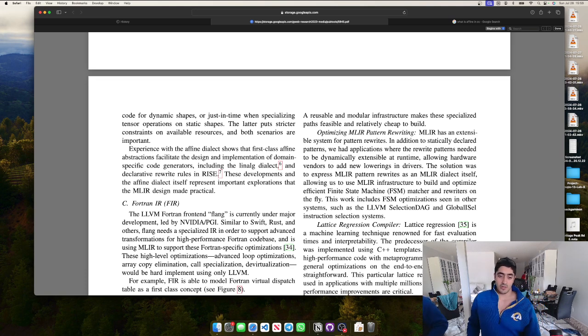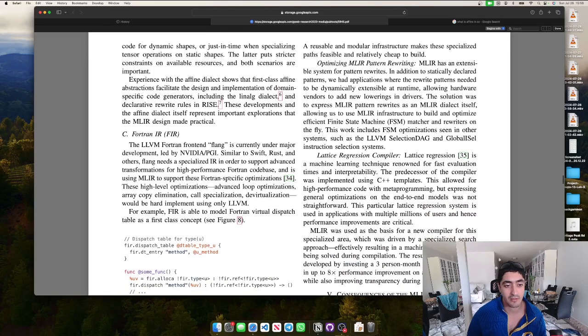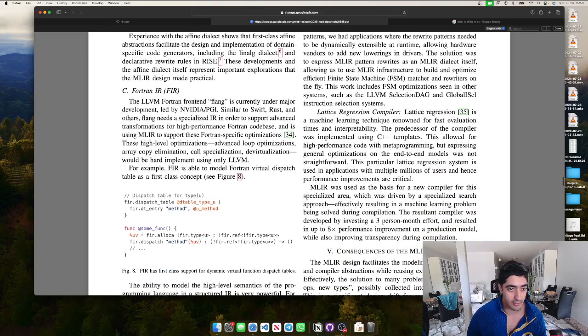Not sure what RISE is. These developments and the affine dialect itself represent important explorations that the MLIR design made practical. Alright, so they're giving us another example.